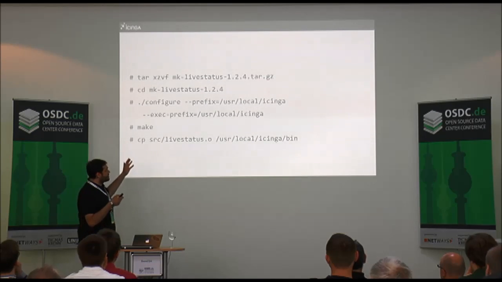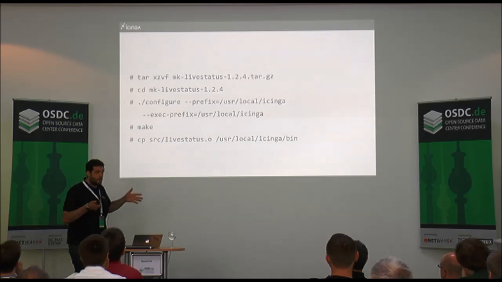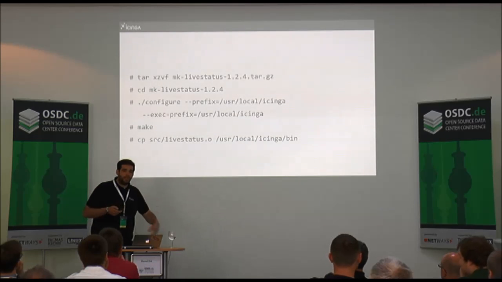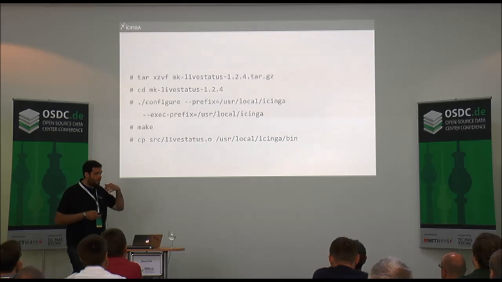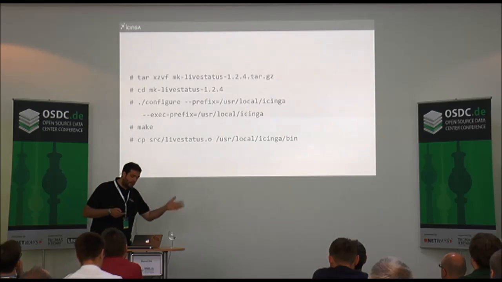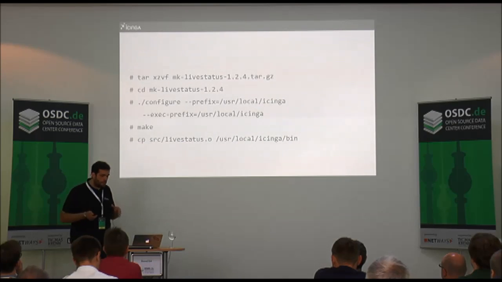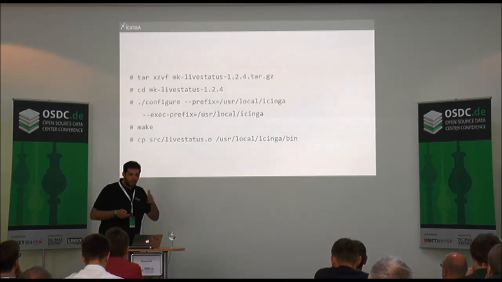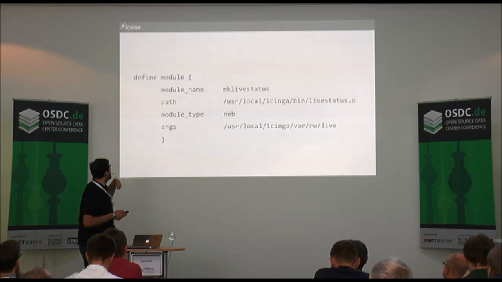So for example, if you want to add Livestatus to Icinga 1 and Nagios, it's like getting the packages, compiling the stuff. You have to do the configure, you have to do the make. So it's doable, no problem. Then you have to copy over the libraries, and then you need to define the broker configuration where you have the file. And this is pretty hard.